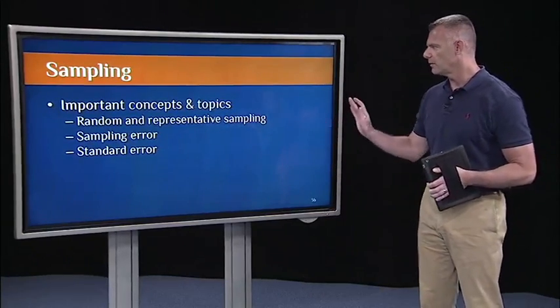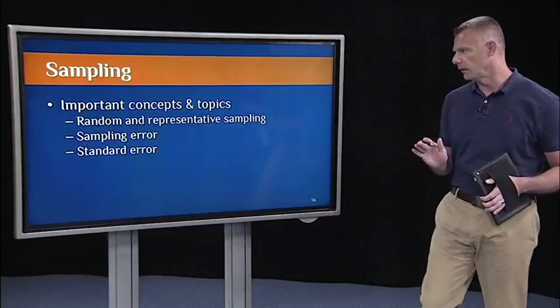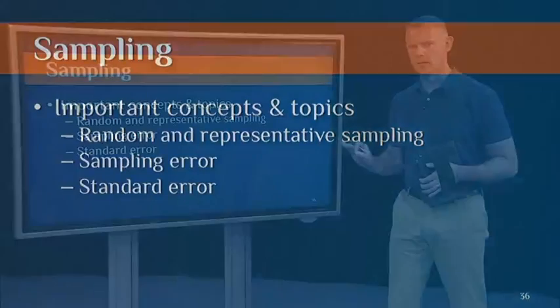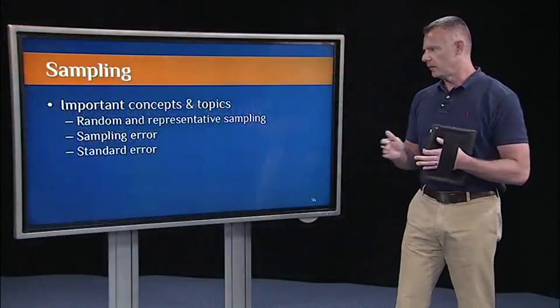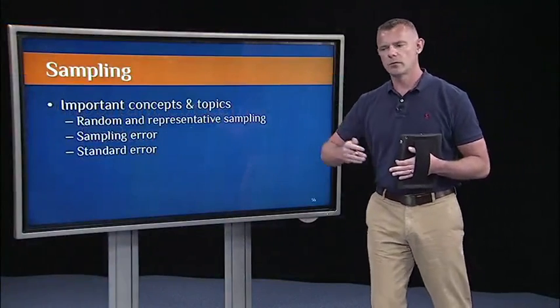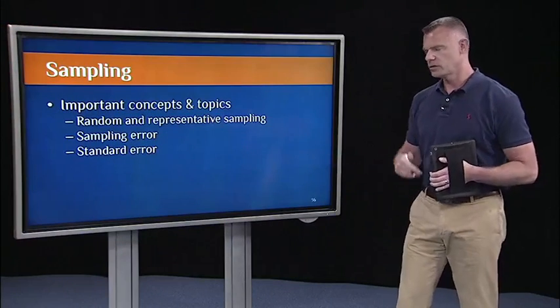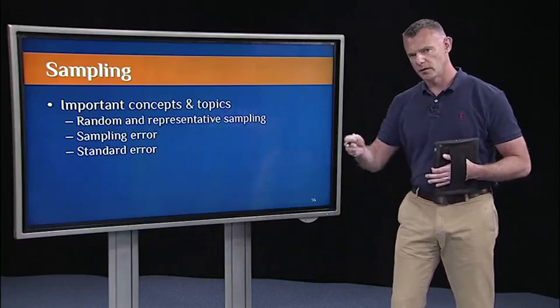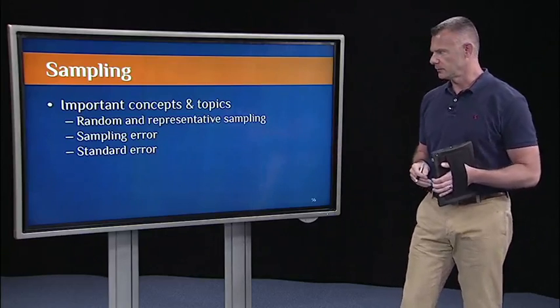So the important concepts and topics to take away from this segment are first just this idea of random and representative sampling, the concept of sampling error, and the concept of standard error, which is a measurement that we're going to use throughout the rest of the course and is critical for understanding inferential statistics, which is what we'll start launching into in the next lecture.